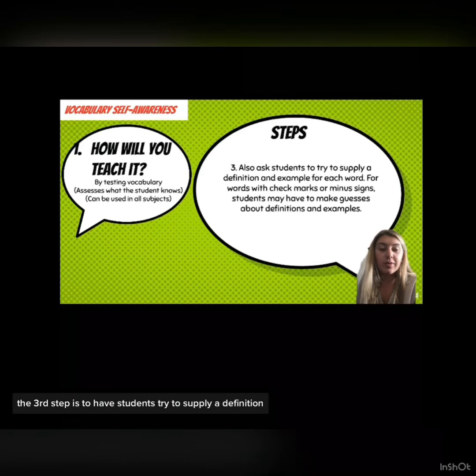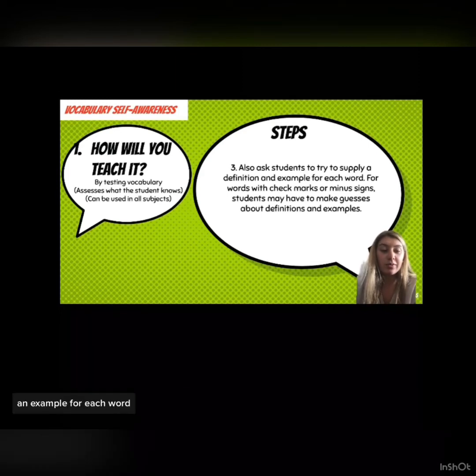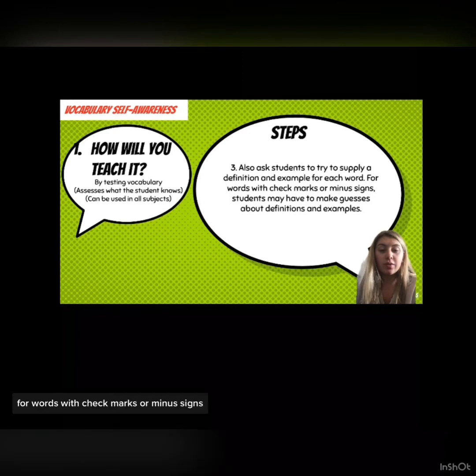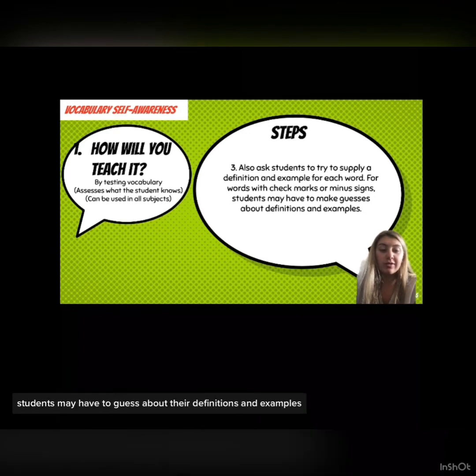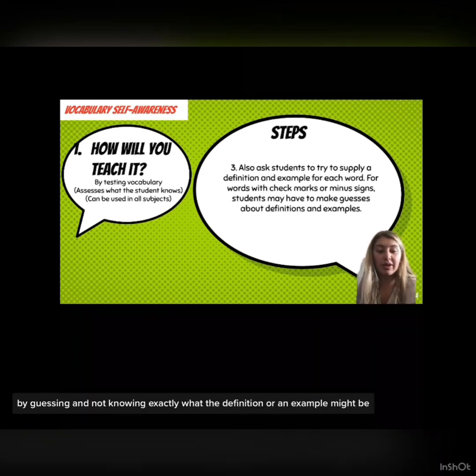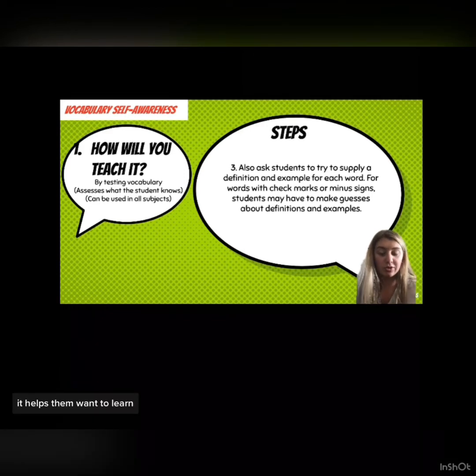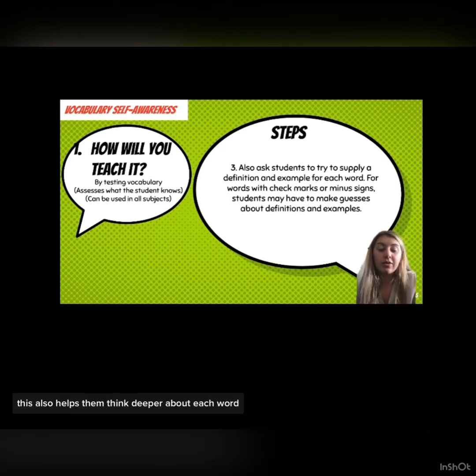The third step is to have students try to supply a definition and an example for each word. For words with check marks or minus signs, students may have to guess about their definitions and examples. By guessing and not knowing exactly what the definition or an example might be, this helps them want to learn what it actually means. This also helps them think deeper about each word.